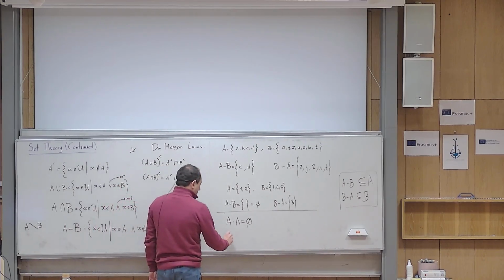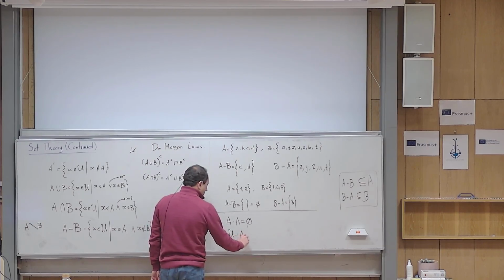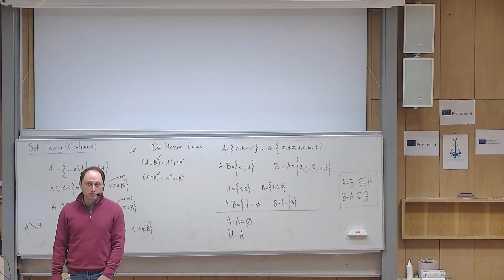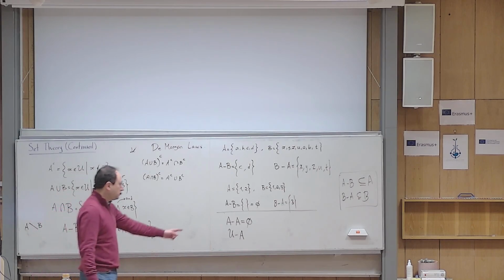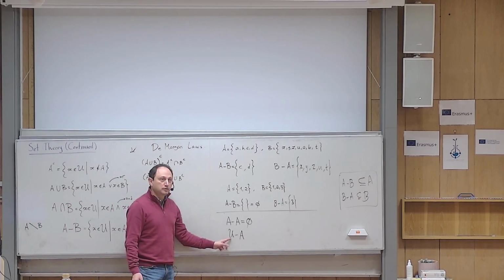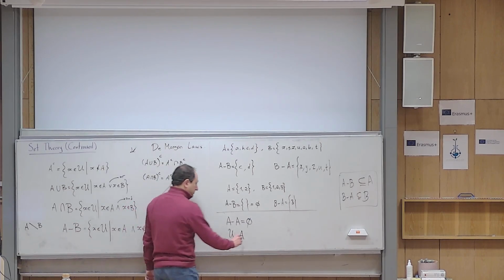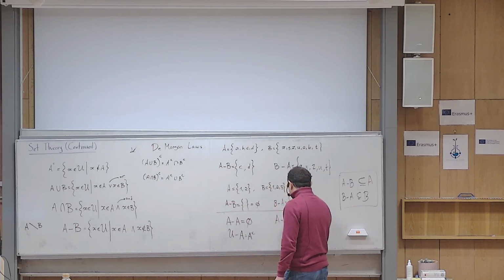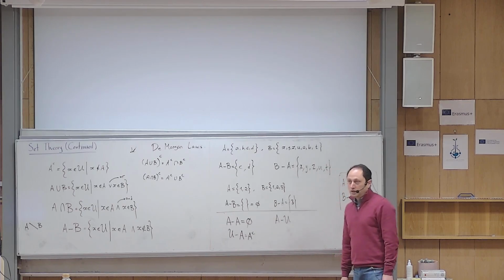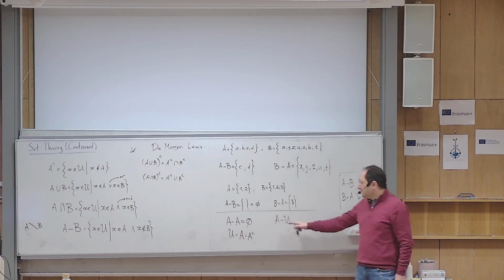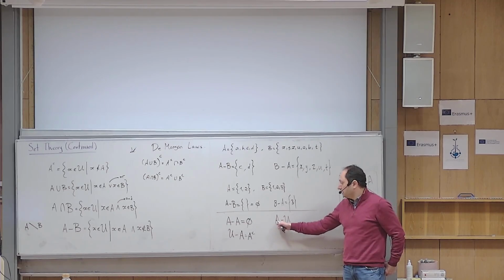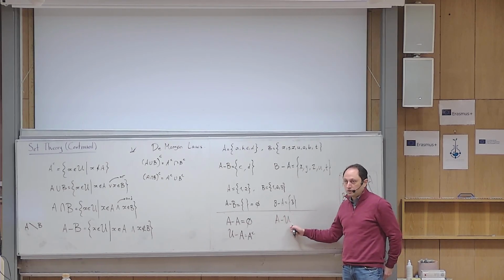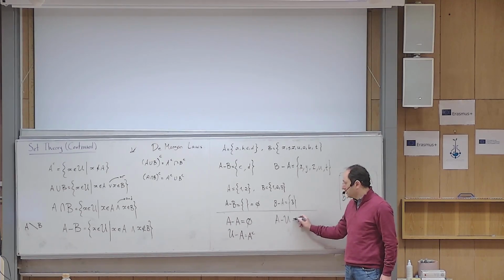What do you think will happen here? The universal set minus the set A. The complement of A. Yes, because it means all elements in the universal set that are not in this set. It means A complement. What do you think will happen here? A minus the universal set. It is all elements which are in the first set but not in the second set. Can I find such an element by the definition of the universal set? No.